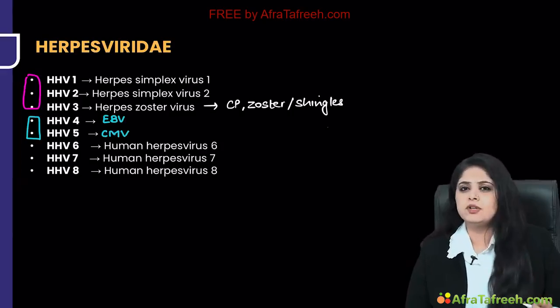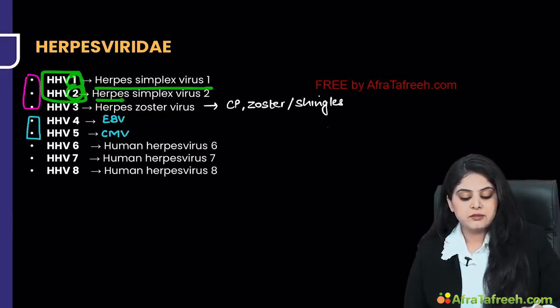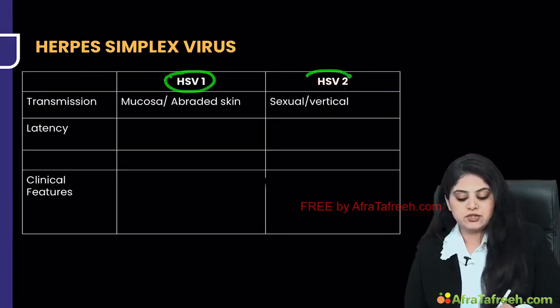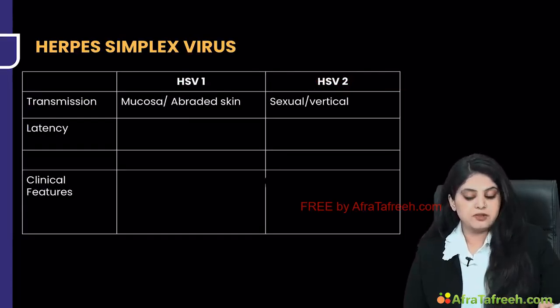So exactly the same order is what I'm going to take up for this. I'll start with HHV 1 and 2. 1 and 2, as I told you, is nothing but simplex 1 and 2. And let's try and do a difference between HSV 1 and HSV 2. I'll tell you the clinical way of picking it up. That will give you a lot of clarity.